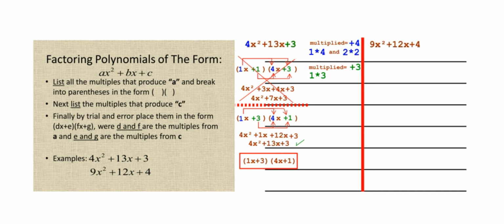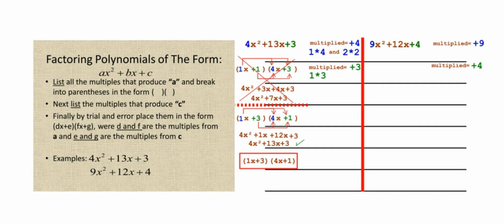So we have 9x squared plus 12x plus 4. And we're once again trying to find the multiples that produce, in this case, the 9, the first number before the x squared, and it's positive once again. And also the last number, the 4, the one that has no variable. Remember, you typically want to write them in order. That way it makes it easier to see.